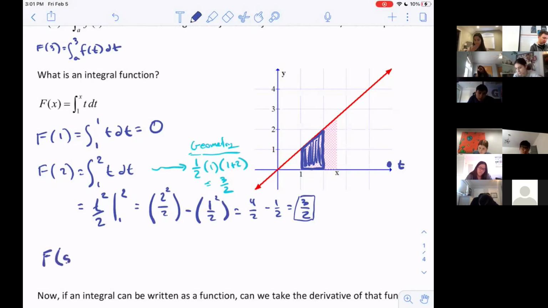What if I did f of 5? Pick one of those two ways. I don't care if you do it geometry or new school, fundamental theorem of calculus. What would f of 5 be? Send me a chat when you got it.